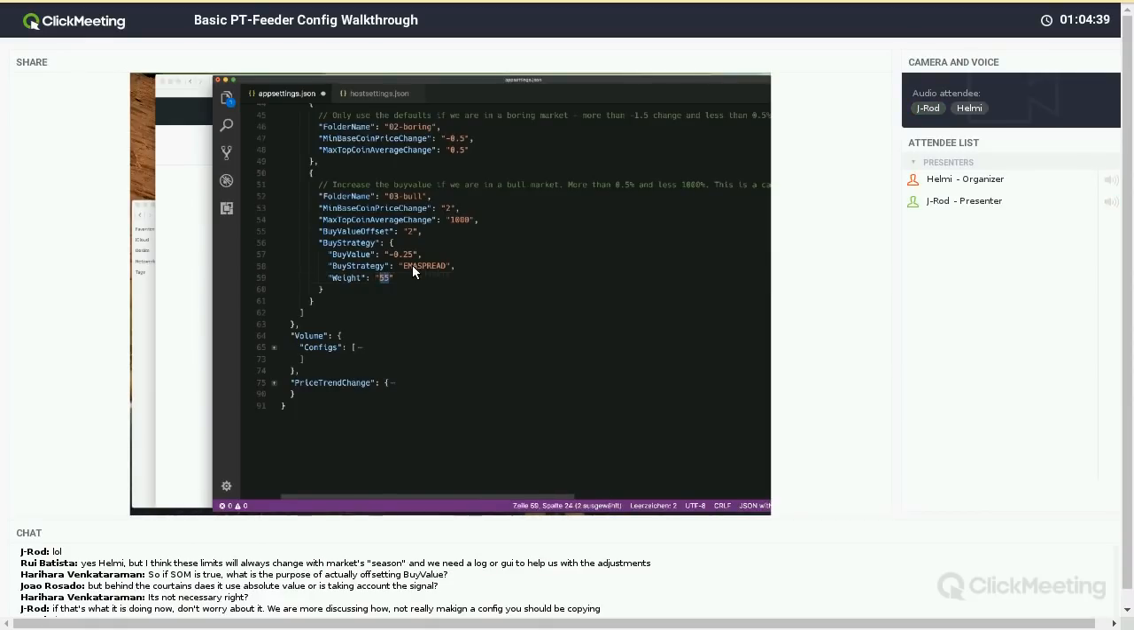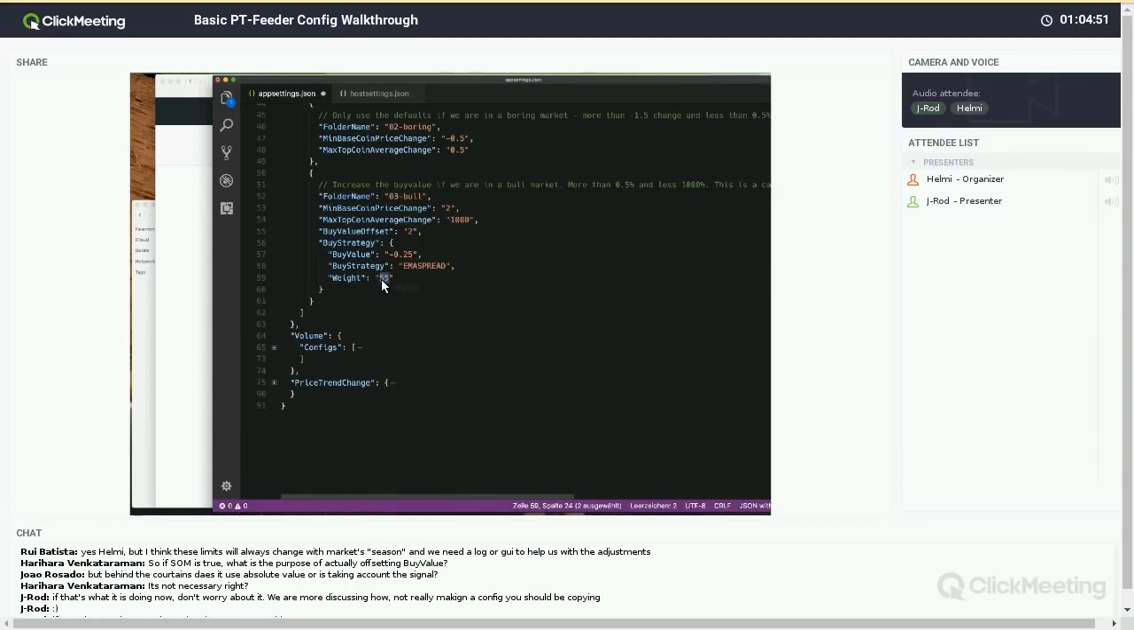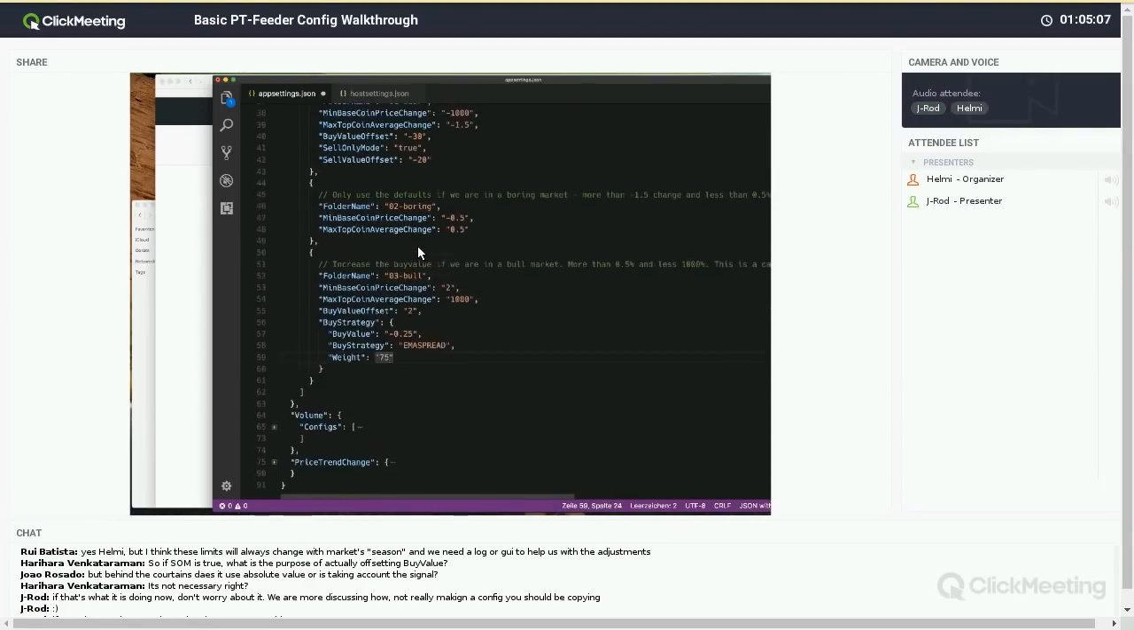You could use this buy strategy block in any of the pair-based overrides too. And the weight defines which gets precedence. So if you put 75 in here and you put 35 on the price trend change, for example, and then whatever happens when both should be applied, then the one with a higher weight would make it to the final config then.